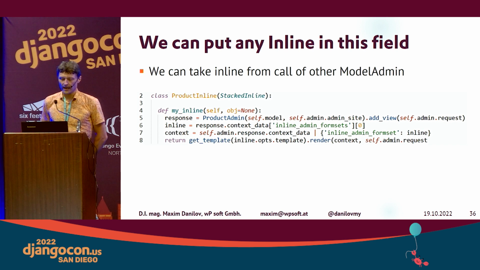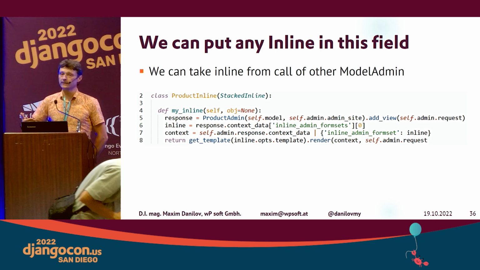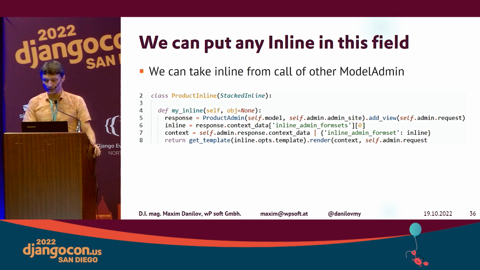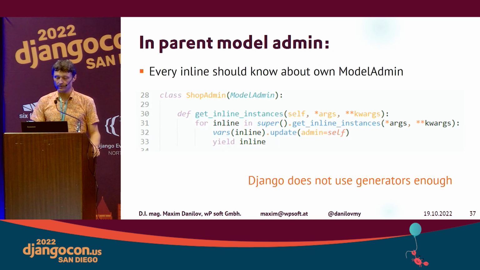Don't matter. And I call, for example, add view. After that, I take from context inline, and I render this inline with current context in current model admin form. Only one problem we have here. We should have right now request and response.